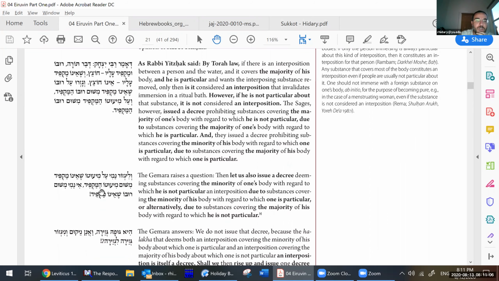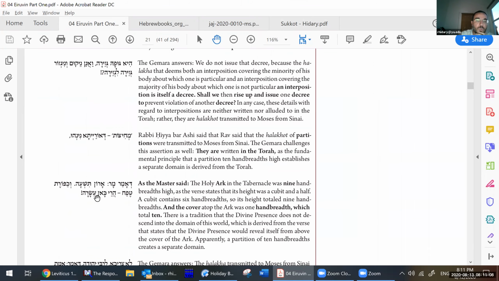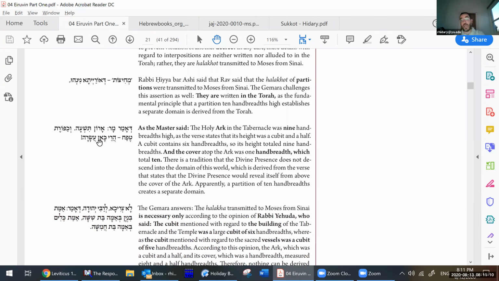Okay, so now mechitzot, we see based on this, is in the Torah. Why just tell me it's from a tradition? Right here in the Torah it says that the Aron is 9 plus 1, that's 10, and that is a domain in and of itself.